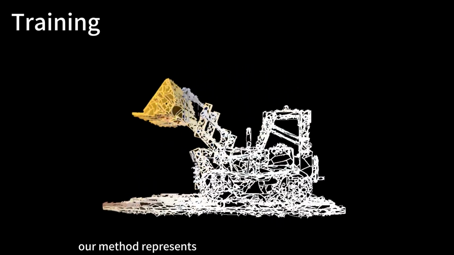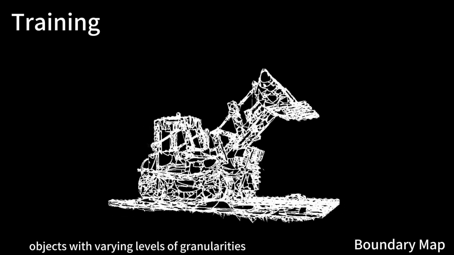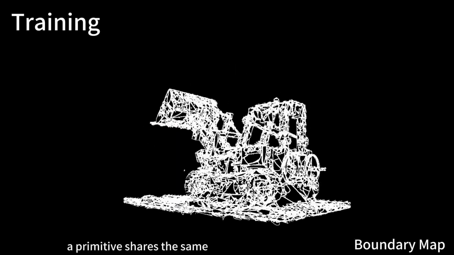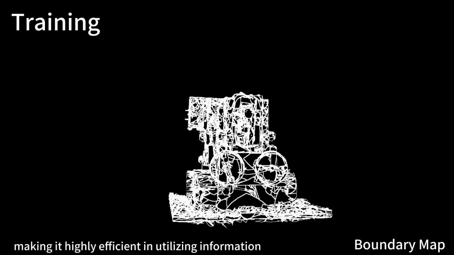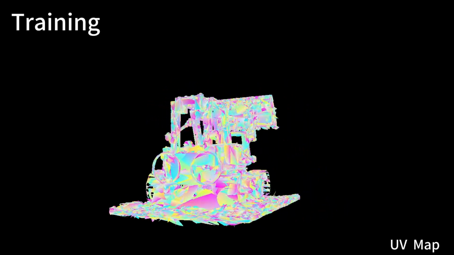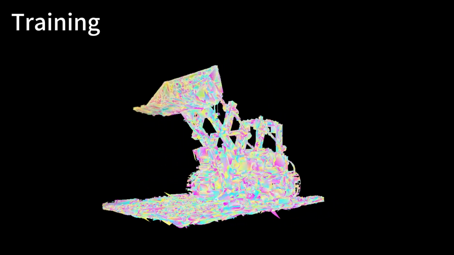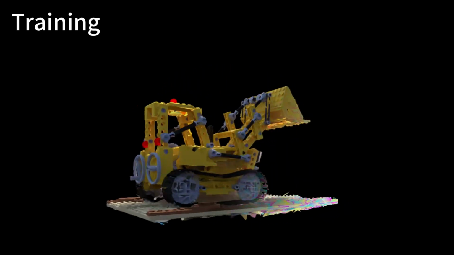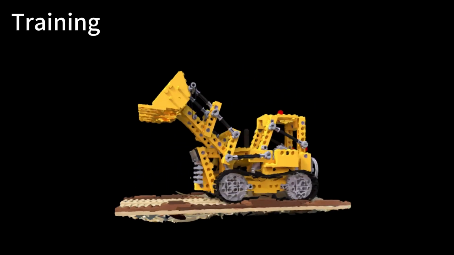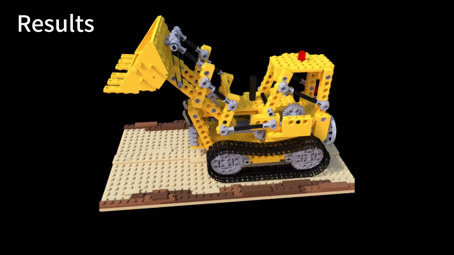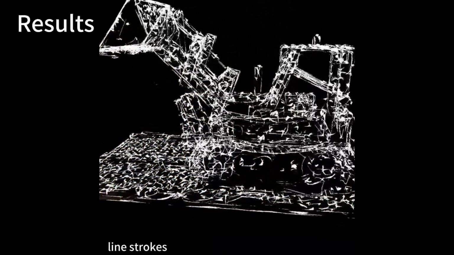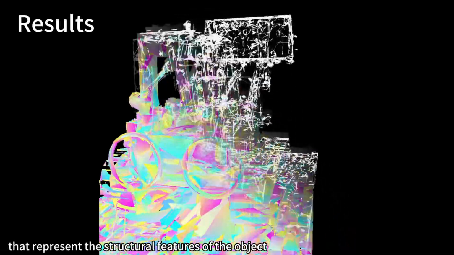Our method represents objects with varying levels of granularities. At coarser levels, a primitive shares the same set of attributes to represent large areas, making it highly efficient in utilizing information. BG Triangle is also capable of extracting 3D line strokes that represent the structural features of the object.